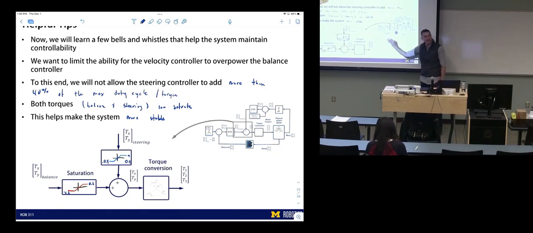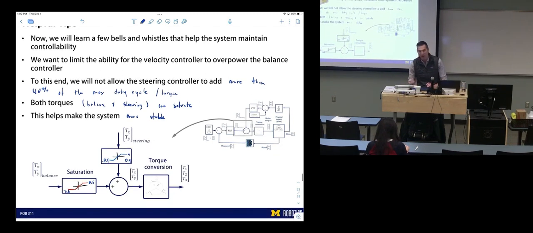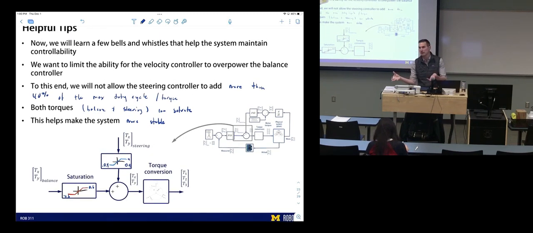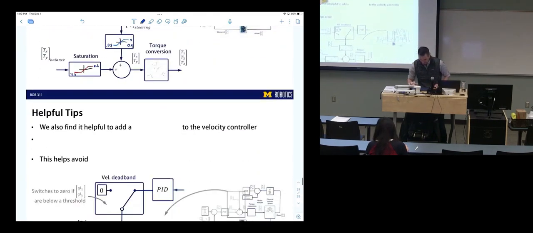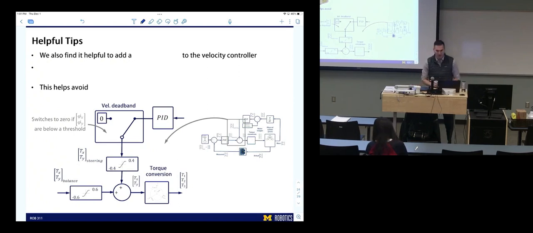And this kind of thing exists all over robotics. There are lots of things you might observe when you're developing a system, and it might occur to you, oh, I'm going to fix this with this type of tool, and then it might work. This is totally normal in the development of robots. There might be different versions of this that you might have to add in future applications, which would be totally fine. Okay, that was one first tip and trick, saturating to make sure the balance controller always leads.